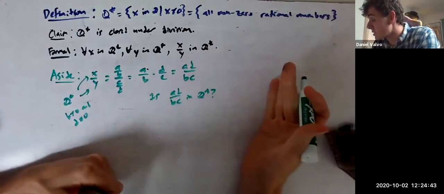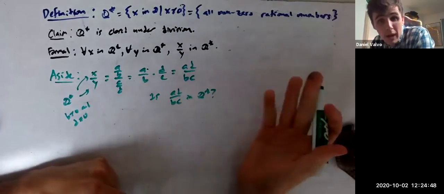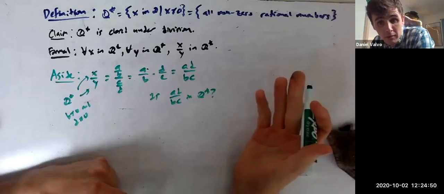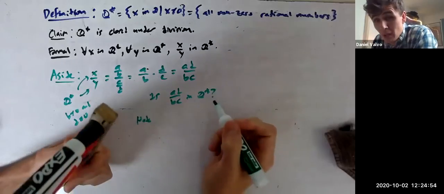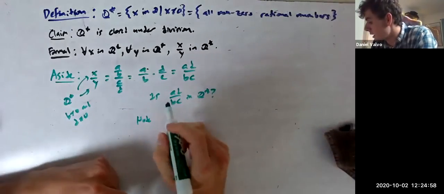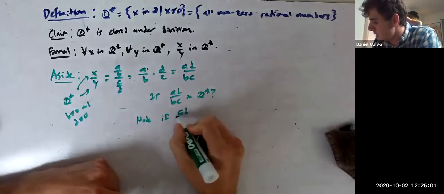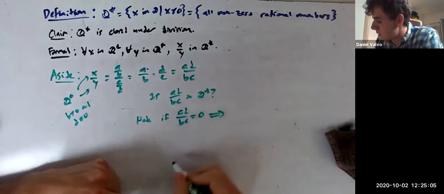Yes, this is AD over BC. The question is, is it in Q star? And well, what does it mean to be in Q star? That means it's a rational number that's not zero. Well, let's think about this. Note, can it be zero? First of all, we can do this in any order. I'm just going to start with the zero part. Can this be zero? Note if AD over BC equals 0, that would imply what?